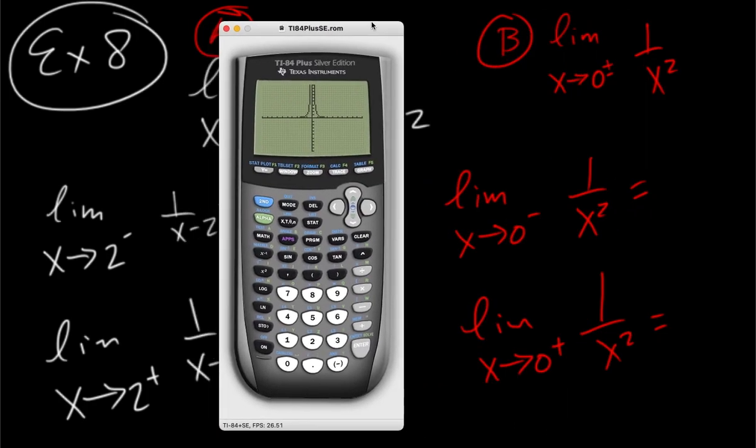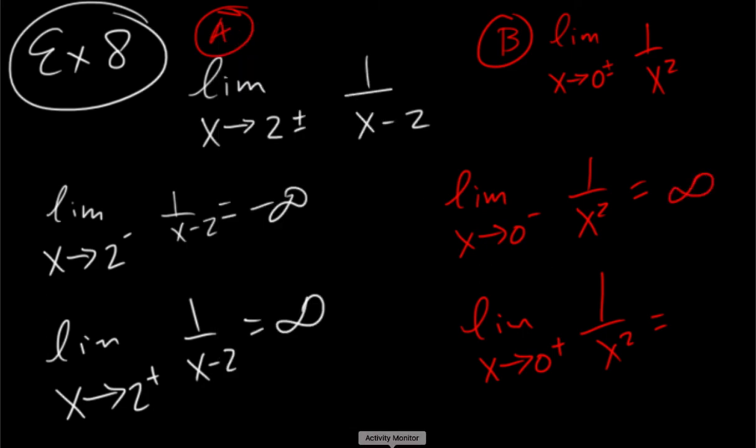We can see as we approach 0 from the left side, we're going to positive infinity. Also, when we approach it from the right side, we go to positive infinity. And that's it.